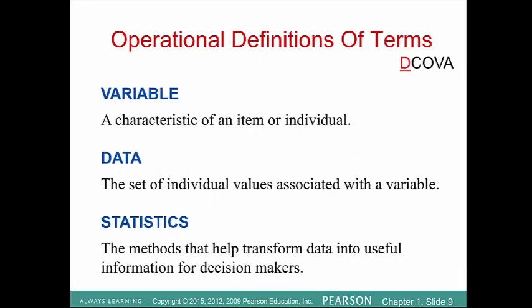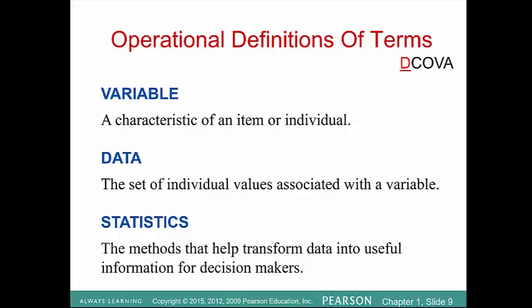A variable is a characteristic of an item or an individual. For example, if you need to describe your physical appearance to someone who can't see you, what would you say? You might describe your hair color, your eye color, or your height. Each of these is a variable.